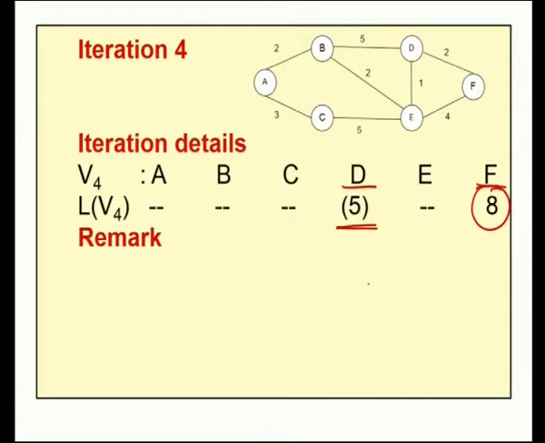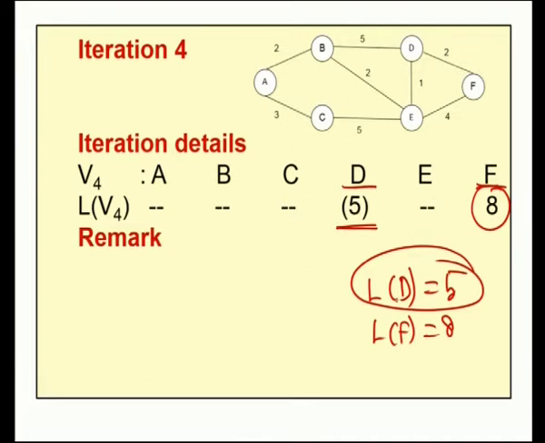Now, from these two labeling values, L of D is 5 and L of F is 8. From these two, the minimum is 5, which corresponds to D. Therefore, in iteration 4 we assign a permanent labeling for node D. So, in iteration 4 the node D gets a permanent labeling whose value is 5.